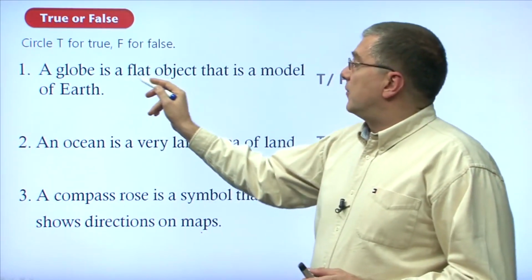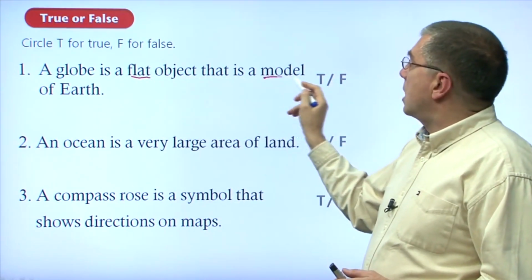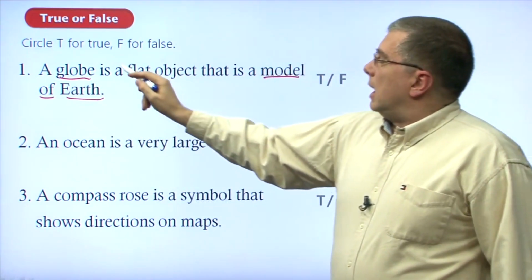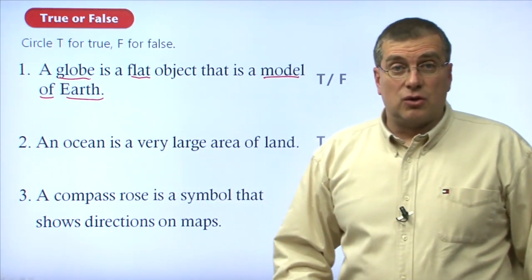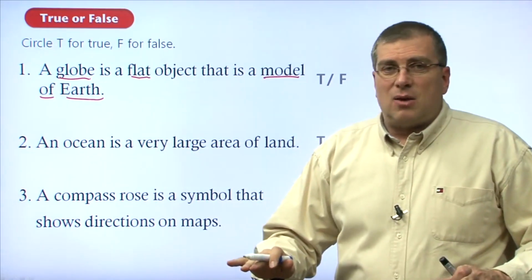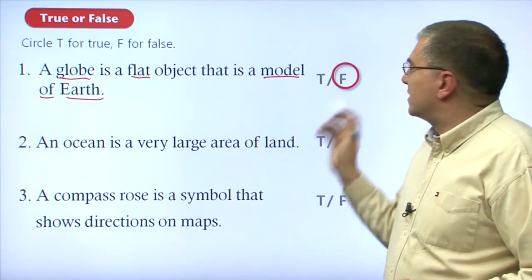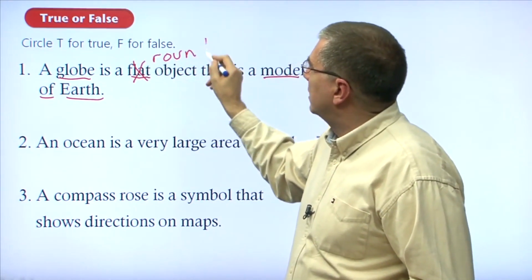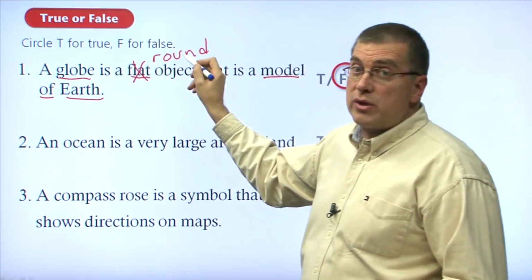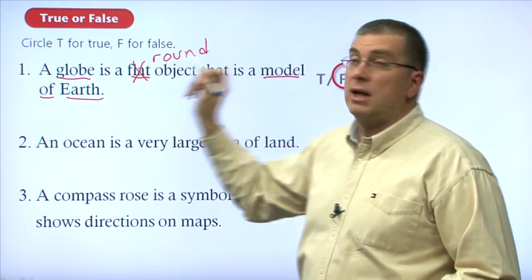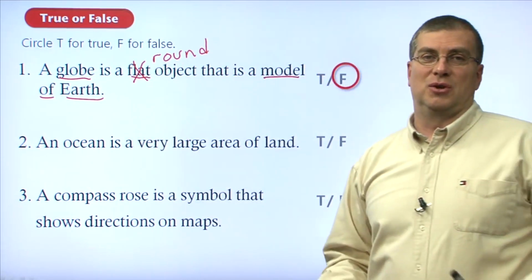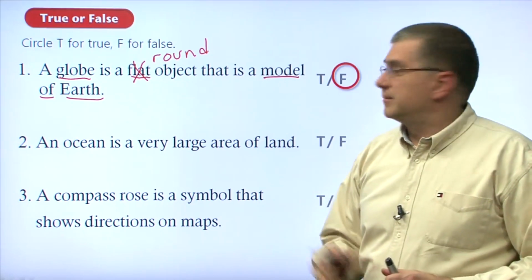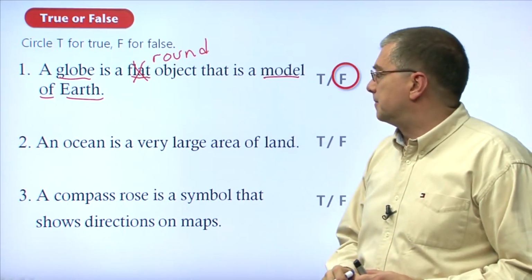A globe is a flat object that is a model of Earth. So a globe is a model of Earth, that's true. But is it flat? No, we just talked about that. A globe is not flat, it's round. So we'd have to change that. A globe is a round object that is a model of Earth. That would be true. So we have to change the sentence to make it true, so it's false. That sentence is false.